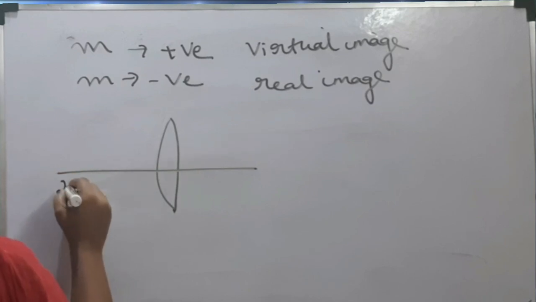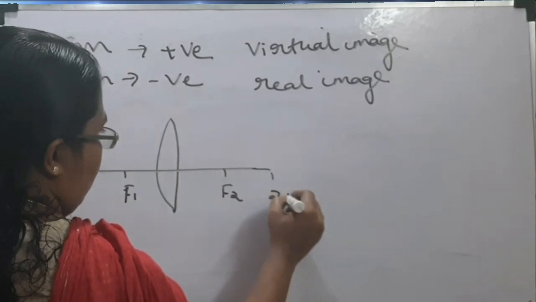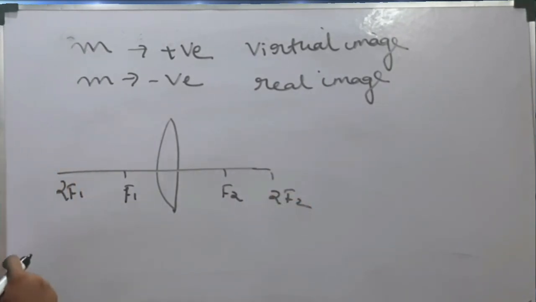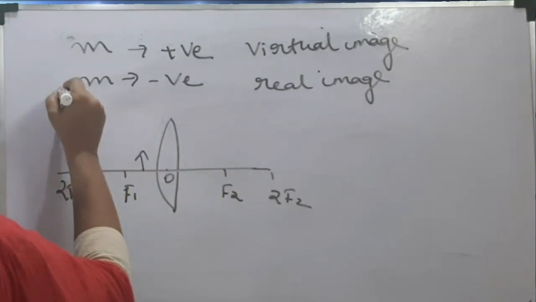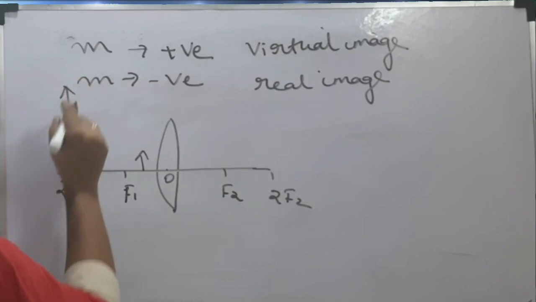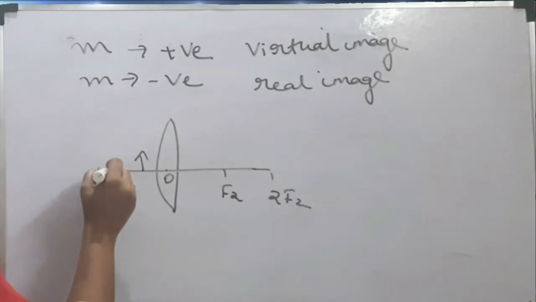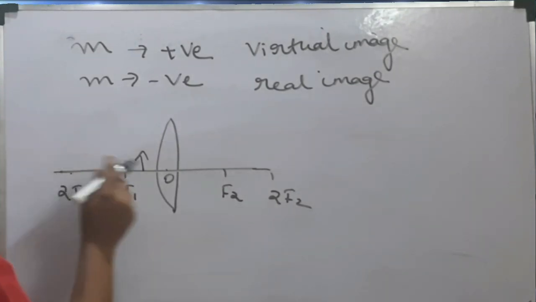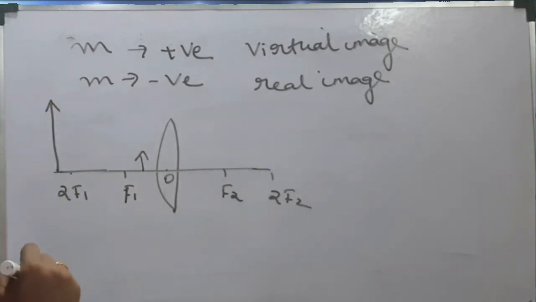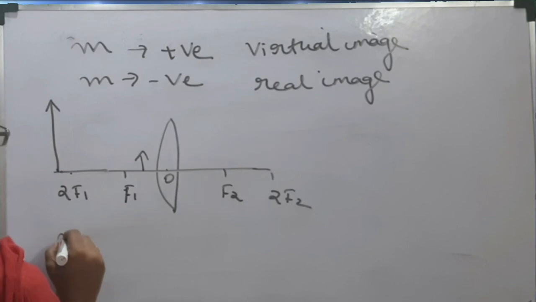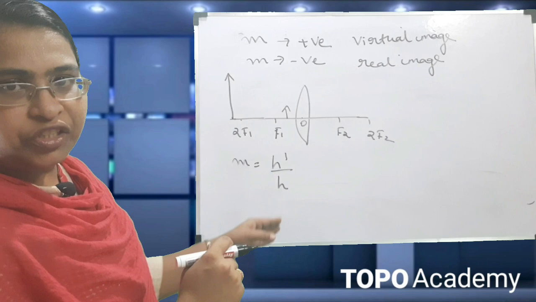Convex lens, with F1, F2 and 2F2. When we place the object between F1 and the optic center, we get a virtual image. In that case, for a convex lens, the equation to find the magnification is h dash divided by h.